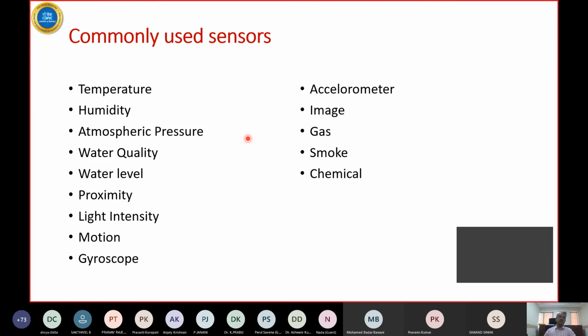Then there are CCD sensors, if you want to put in more intelligence. Then gas sensors, again, they use chemistry to know what gas it is, smoke for detecting fire, and a whole lot of chemical sensors. So again, I admit that I just made a passing reference to sensors.